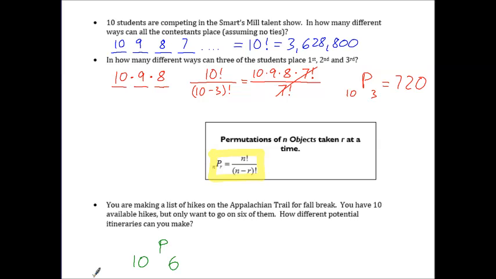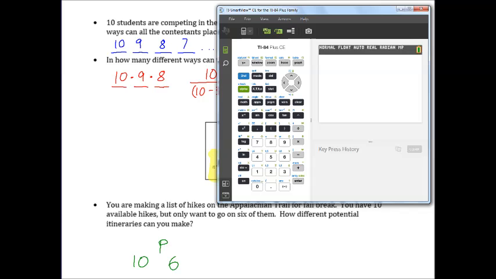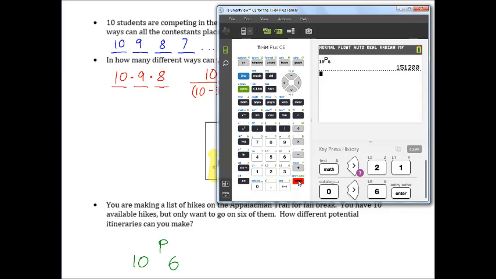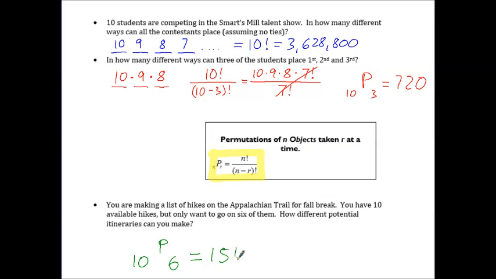10 permutation 6. And now we're going to use our calculator, and we find this in the same place where we found our factorial. Math, go over to probability, and n permutation r is option 2. So we have our notation here, and all we need to do is fill in our numbers. 10 permutation 6, and that gives us an incredible 151,200 different possibilities of going on 6 out of those 10 available hikes.